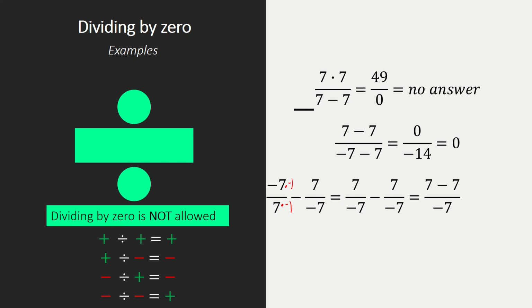We can write that underneath one fraction line. So you get 7 minus 7 over minus 7. 7 minus 7 is 0, so you get 0 over minus 7, which is the same as 0. So please remember that you are not allowed to divide by 0, but that you are allowed to divide 0 by another number. If you have any questions, then please let us know.